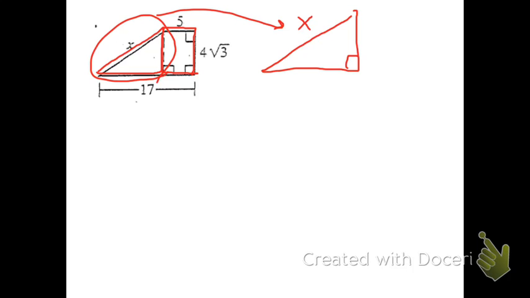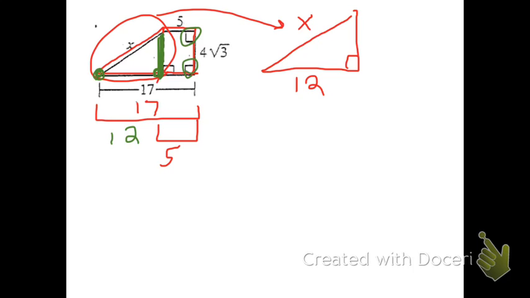So I have this hypotenuse right here is x. And since this entire base is 17, and from here to here is 5, then this leg of the right triangle from this point to this point would have to be 12 in order for this picture to make sense. And this height of the right triangle right here, since these angles are all 90 degrees, we know that this green leg and this green leg both have to be congruent. So this leg right here is 4 root 3.